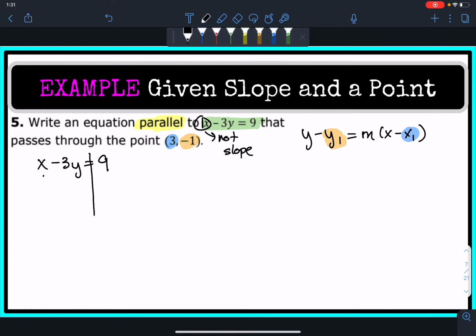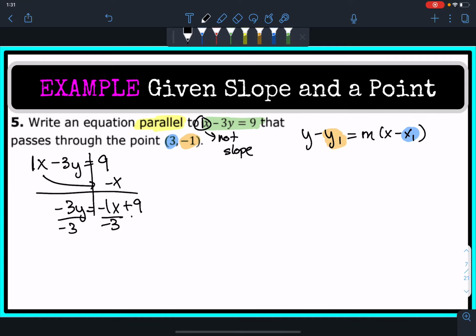So I start by moving the x to the opposite side. This is positive 1x, which becomes negative 1x on the right side. We bring everything down, so negative 3y is brought down, the negative 1x is brought down, and the positive 9 is brought down. We then divide everything by the coefficient of the y, which is negative 3, and we get that y is equal to positive 1/3 x plus negative 3, or just simply minus 3.